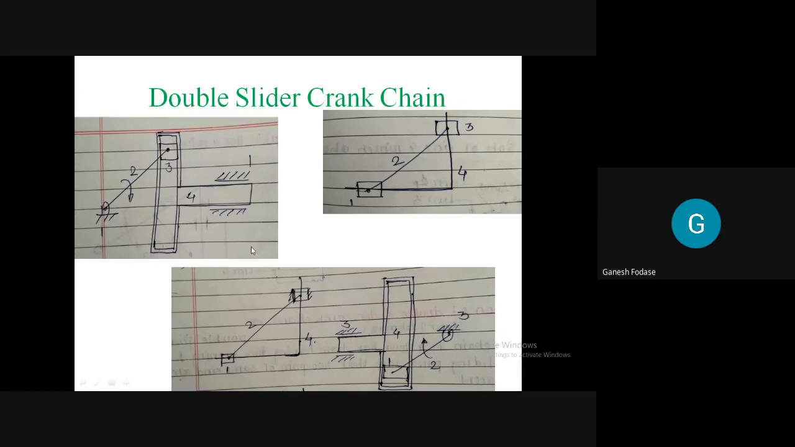Before going to these inversions, let's see this diagram carefully. How many sliders are here? 2. And which link is fixed in this case?